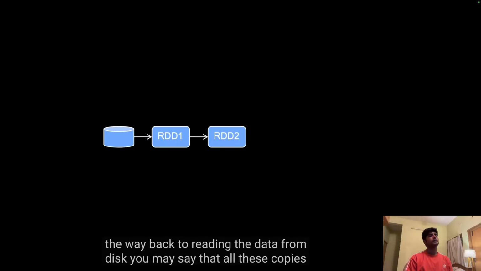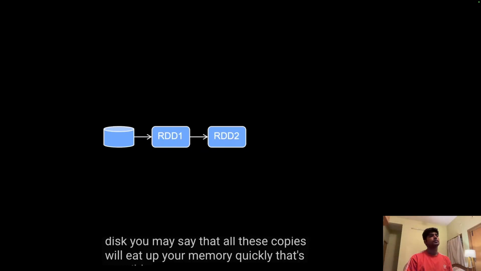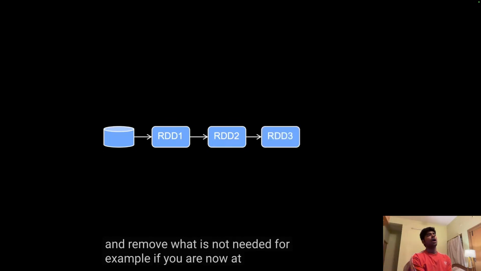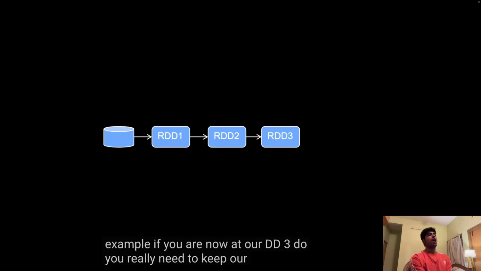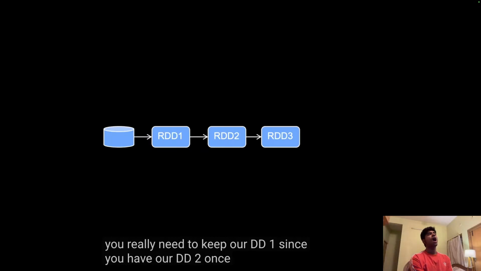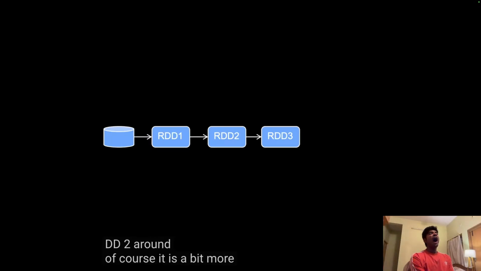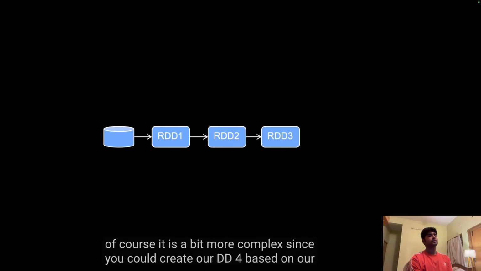You may say that all these copies will eat up your memory quickly. That's possible, but Spark will manage memory and remove what is not needed. For example, if you are now at RDD3, do you really need to keep RDD1 since you have RDD2? Once RDD3 is created, do you really need to keep RDD2 around? Of course, it is a bit more complex since you could create RDD4 based on RDD1, for example.